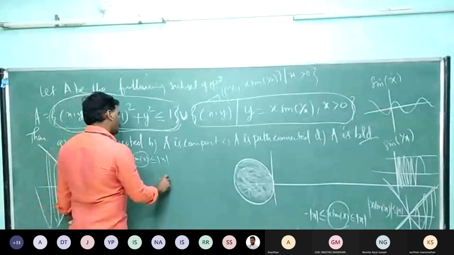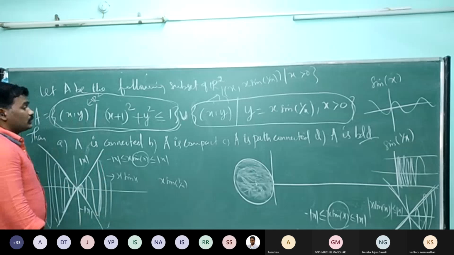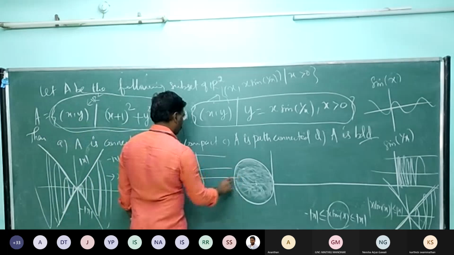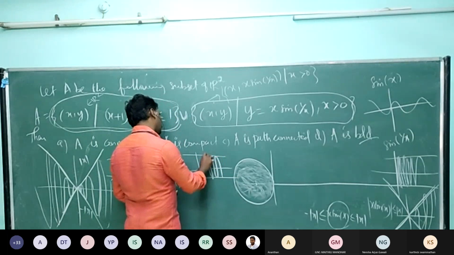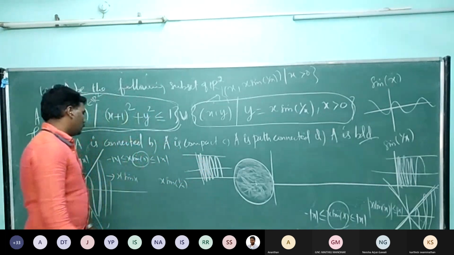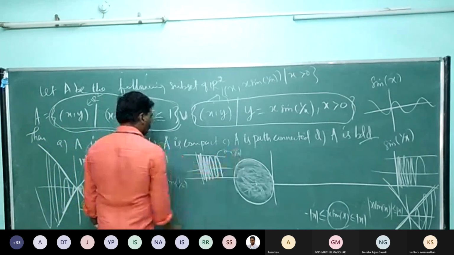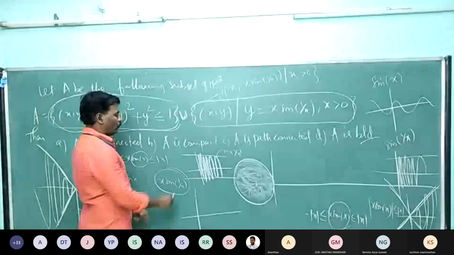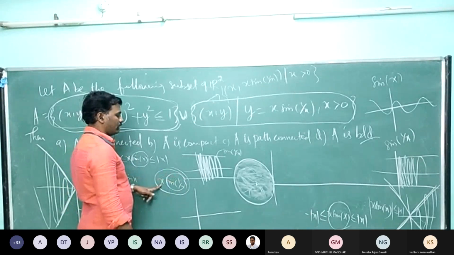Now the question: what is the x into sine of 1 by x graph? You know the graph of sine of 1 by x. It goes like this, and keeps on going. This is the sine of 1 by x graph. Now what is the graph of x into this? Whenever it takes 1, it will be the identity. Whenever it takes minus 1, it will be minus x.